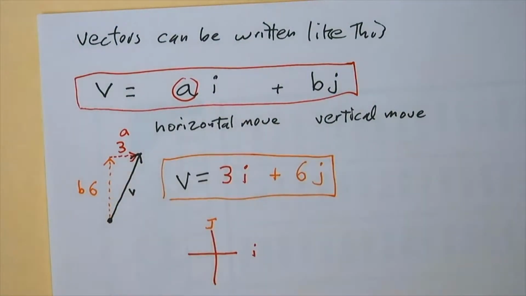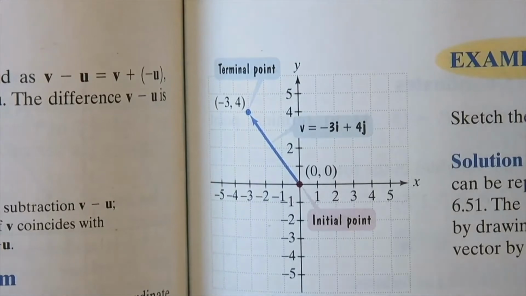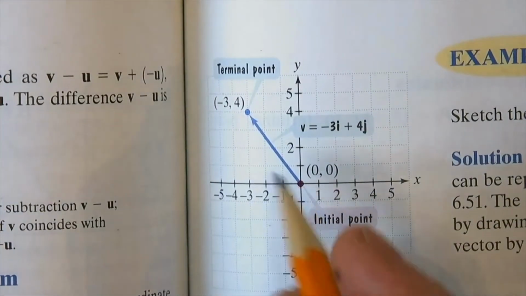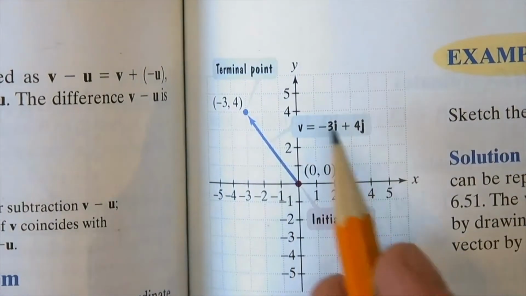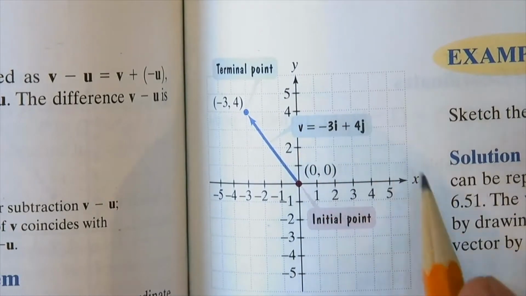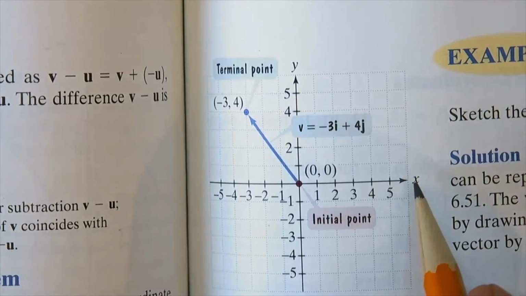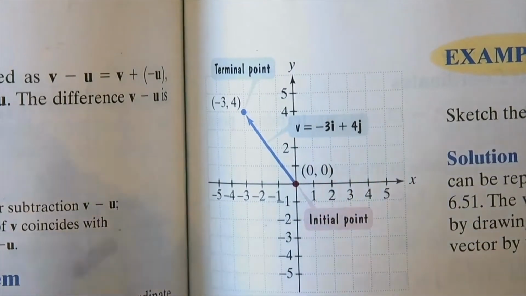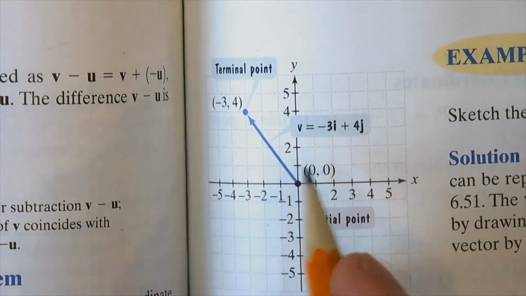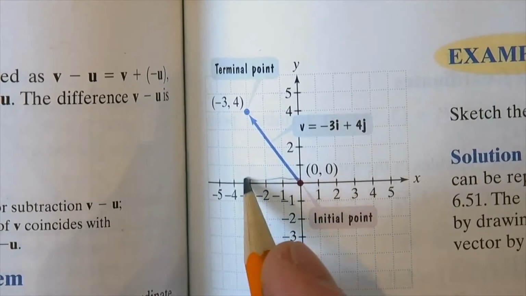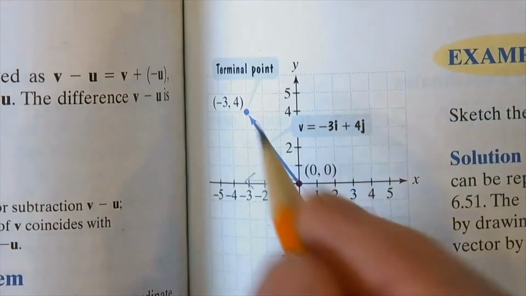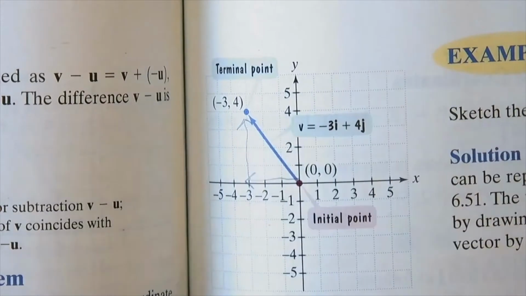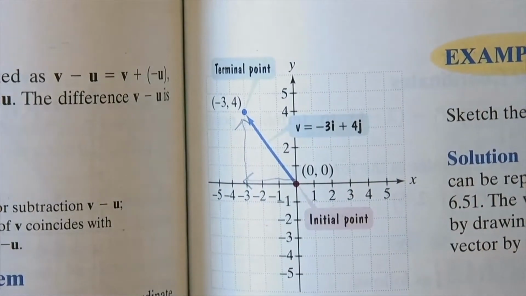Okay, let's try another one. Look at this vector. It goes from here to here. They wrote negative 3i plus 4j. I know they have x and y here, but you think of these as i and j, like in the alphabet, H, I, J, K. So this one goes negative 3i, it went back 3, so the negative, and then up 4. Okay, so there it is.